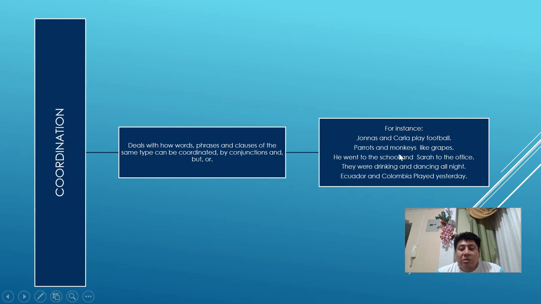He went to school and Sarah went to the office. We have the conjunction here, and we have coordinated the same kind of sentence. They were drinking and dancing all night, still with the same sense with the conjunction and. Ecuador and Colombia played yesterday. We can see again the conjunction and, and they share the same sense.